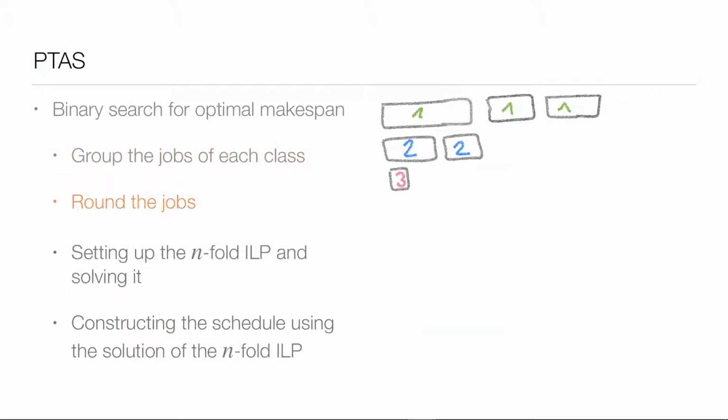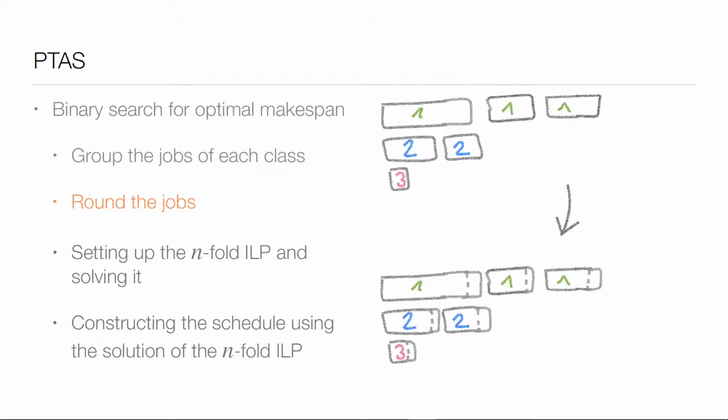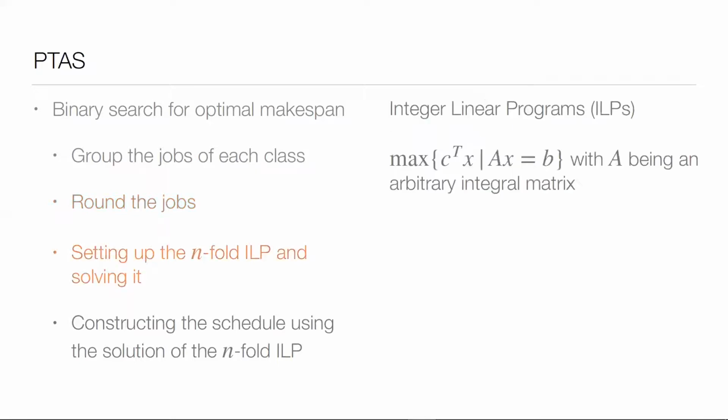The next step is to round the jobs a little bit, which introduces a small error, but in turn we obtain that we only have some function in epsilon many different processing times, and each of the processing times is integral. Now we come to the main step where we want to set up an n-fold ILP and solve it. What is an ILP again? So an integer linear program looks as follows. We have some objective function c, and we want to find a vector x such that c times x is maximized.